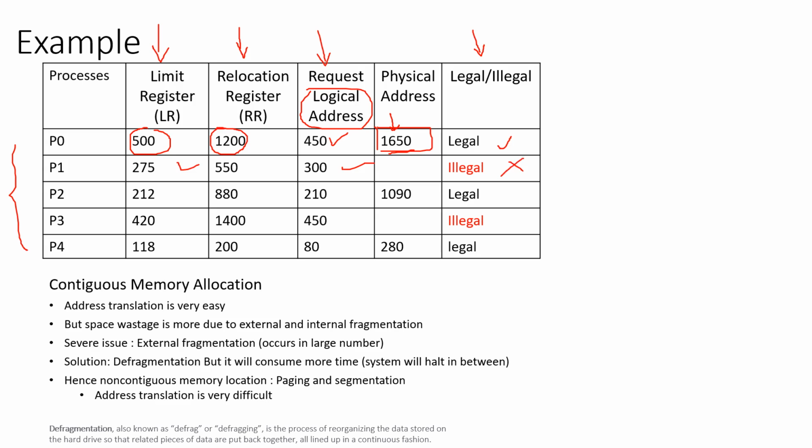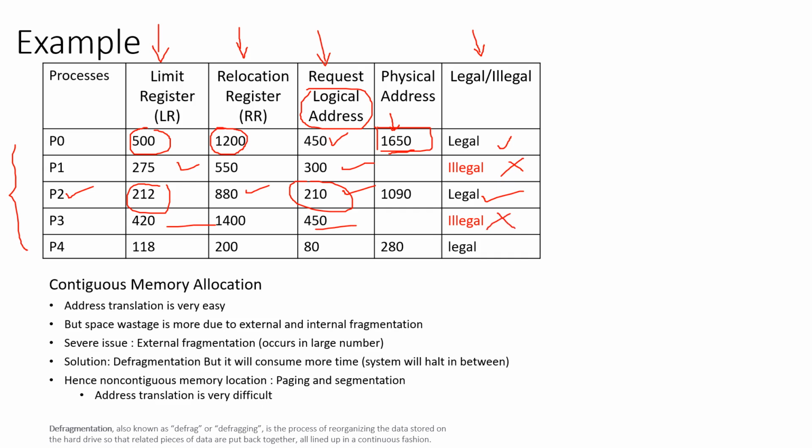Next P2. Now P2, this 210 is less than 212. Yes, it is less. So what you have to do is just add this base address to this and you will get the corresponding location in main memory. So 880 plus 210, you will get 1090. It's a legal request and you will find P2 in main memory. Similarly for P3. Now P3, 450 is more than 420, so this is an illegal request.